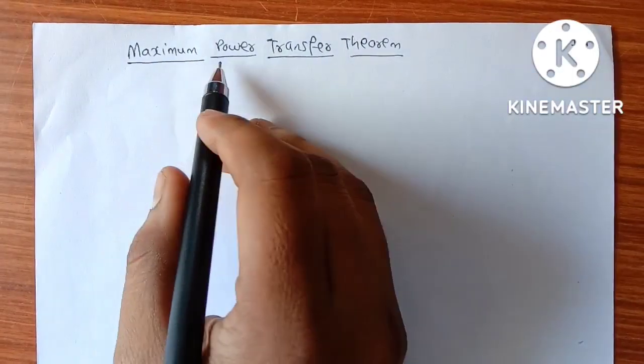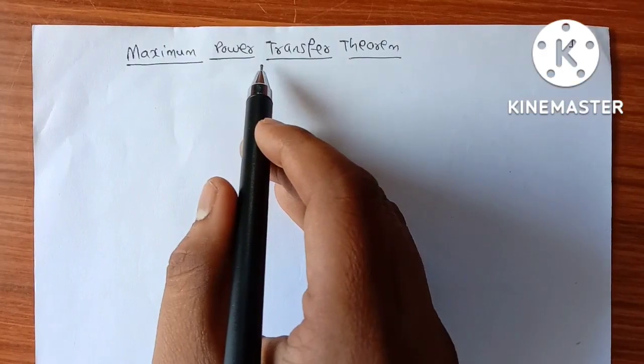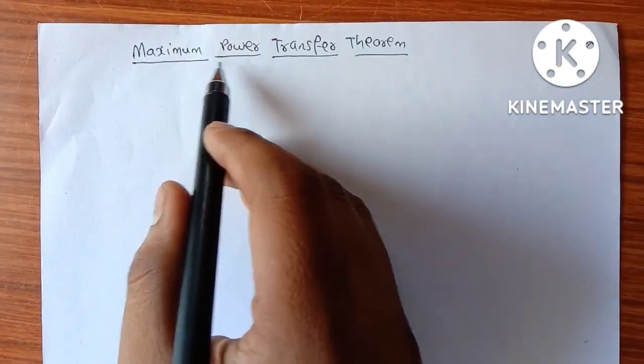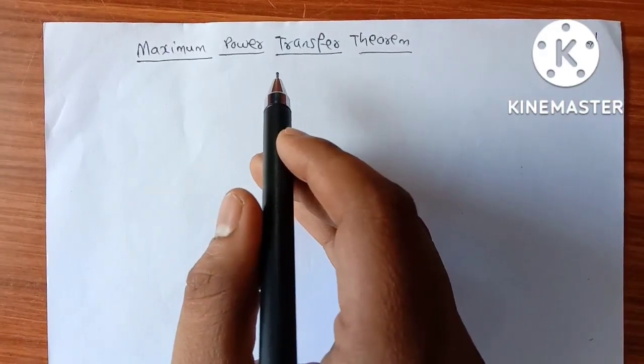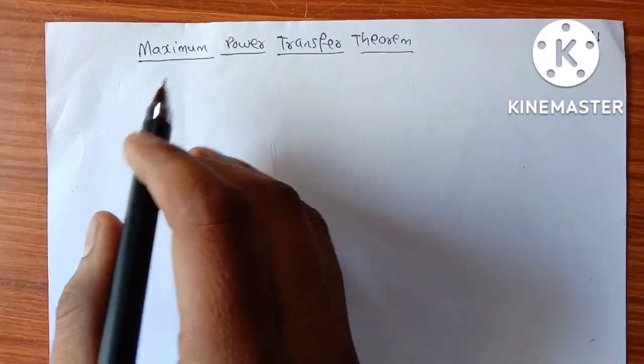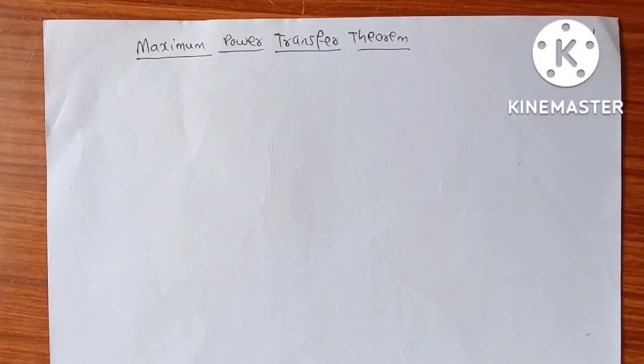Let us say maximum power transfer theorem. The maximum power transfer theorem states that the maximum power transferred in the circuit is when the load resistance is equal to the internal resistance of the circuit. Now let us say the statement of the maximum power transfer theorem.